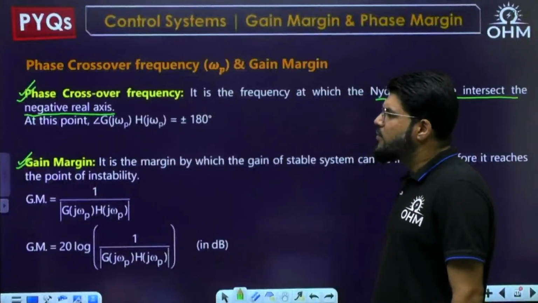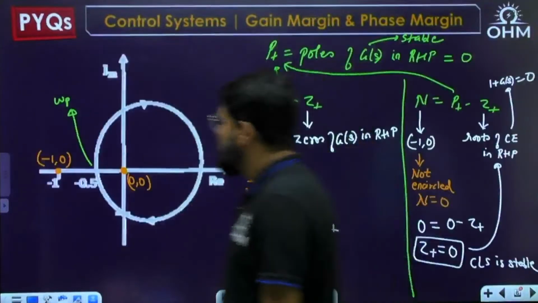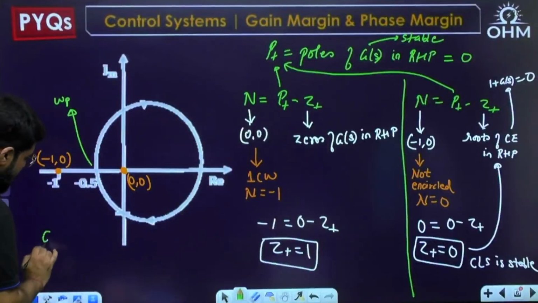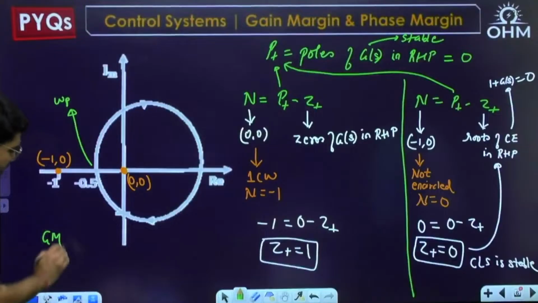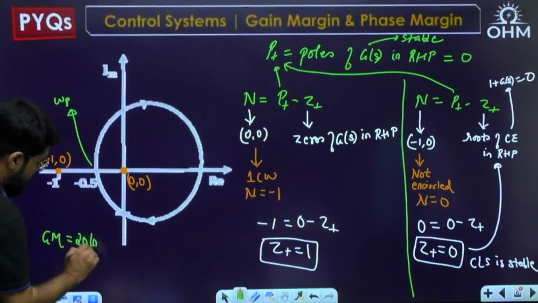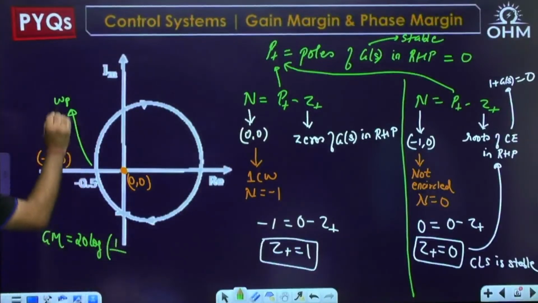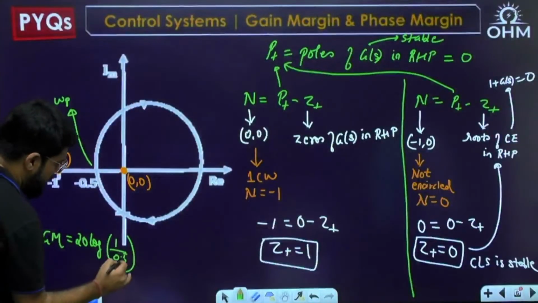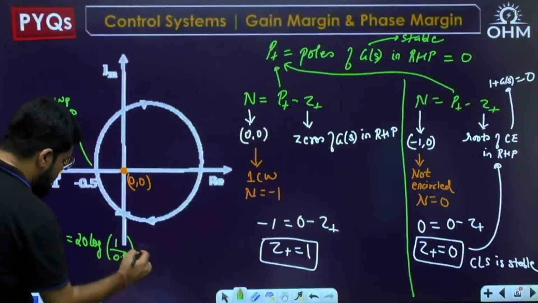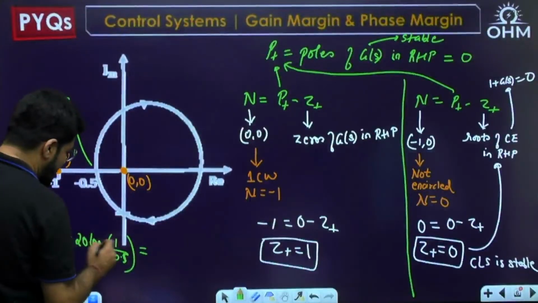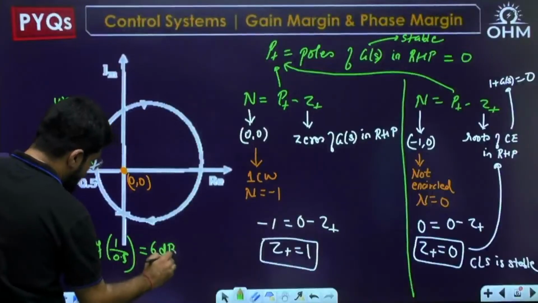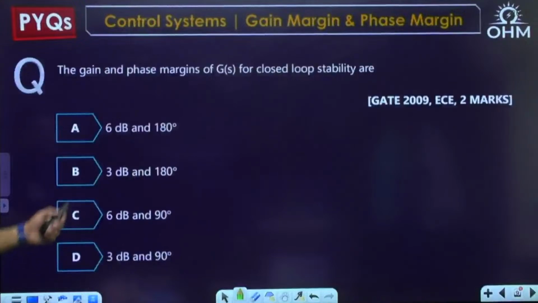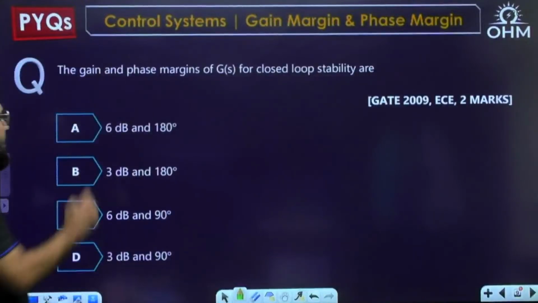So if I go back to the previous question, what is the gain margin? It is given by 20 log 1 upon the magnitude at omega p. What is the magnitude at omega p? 0.5. 1 upon 0.5 is 2, and 20 log 2 is roughly 6 dB. Because the next question asks for the gain and phase margin, the gain margin is 6 dB.